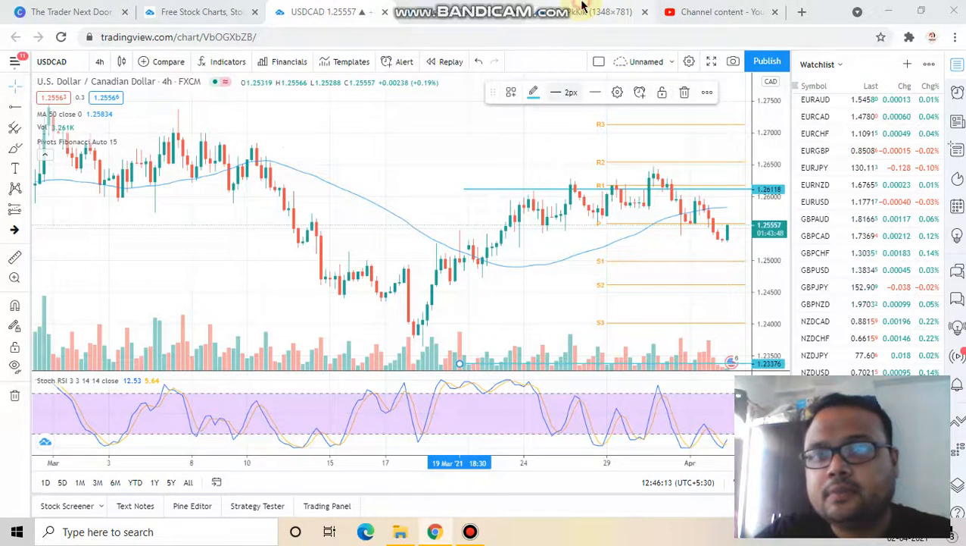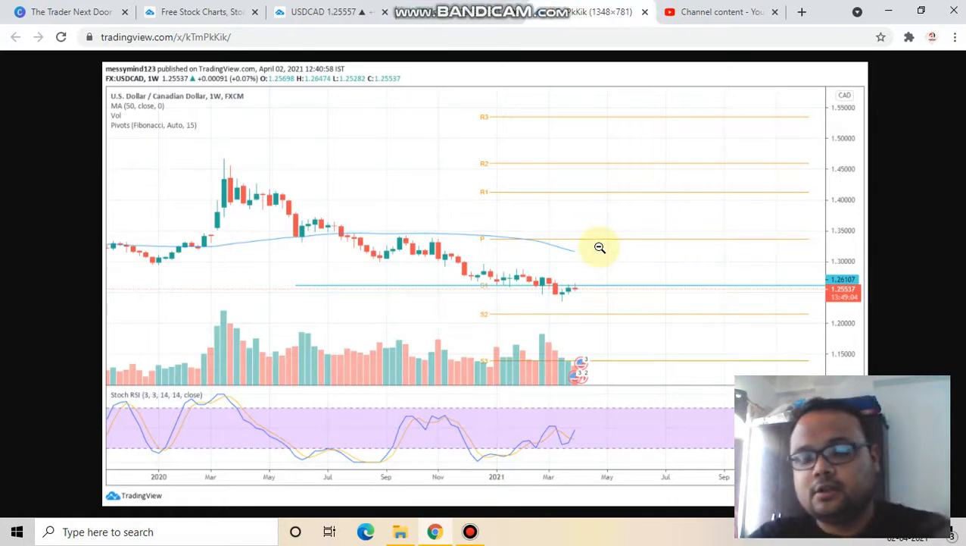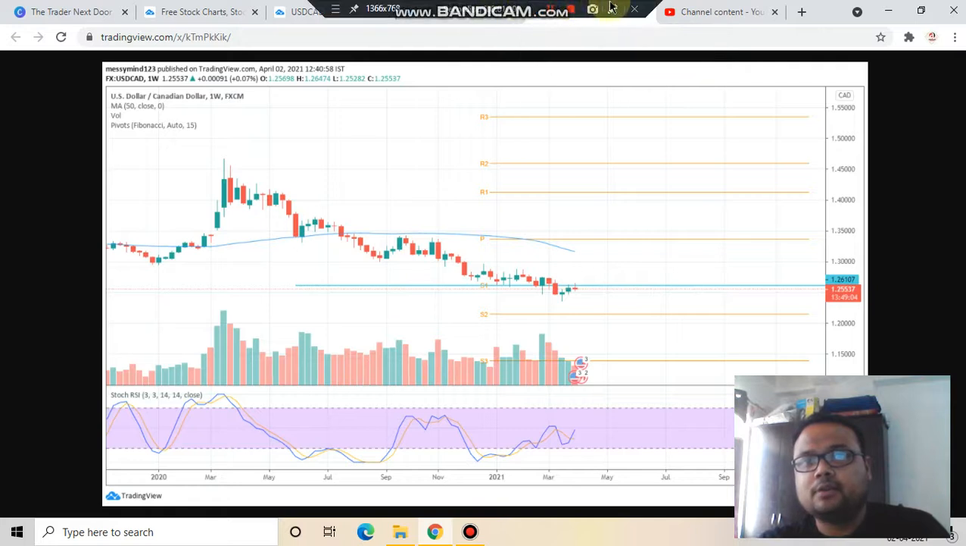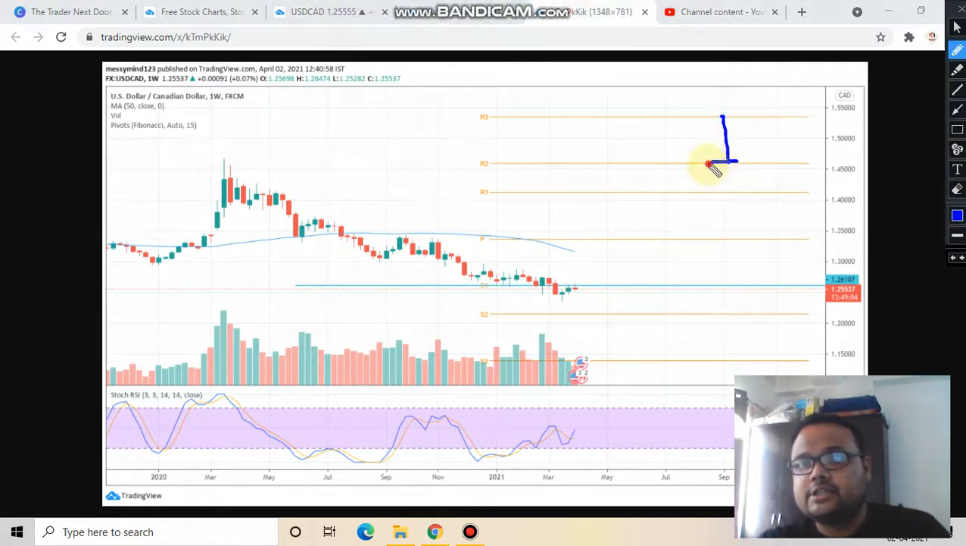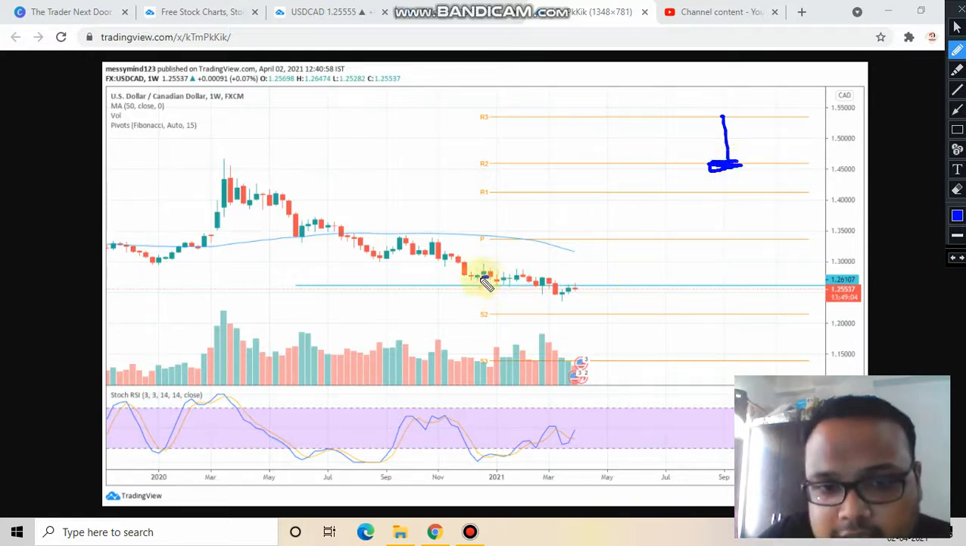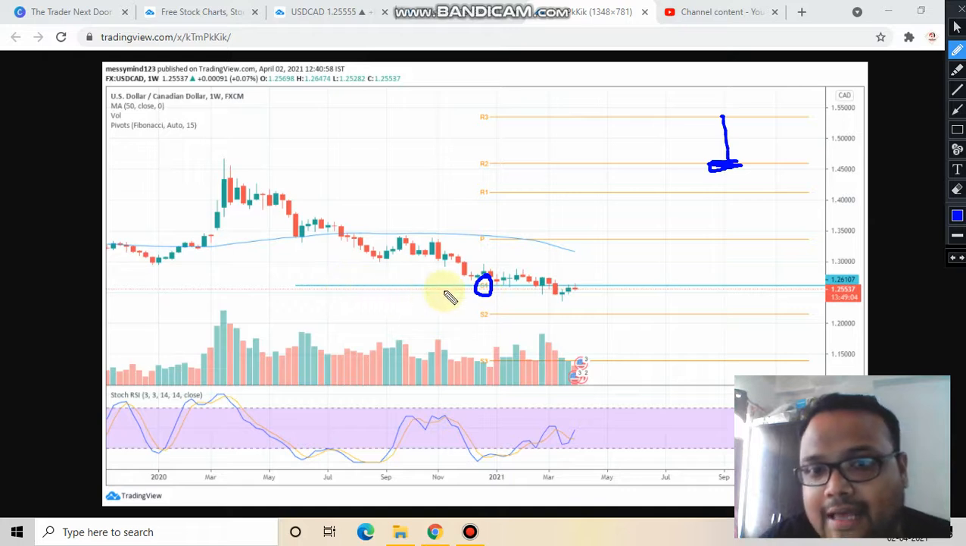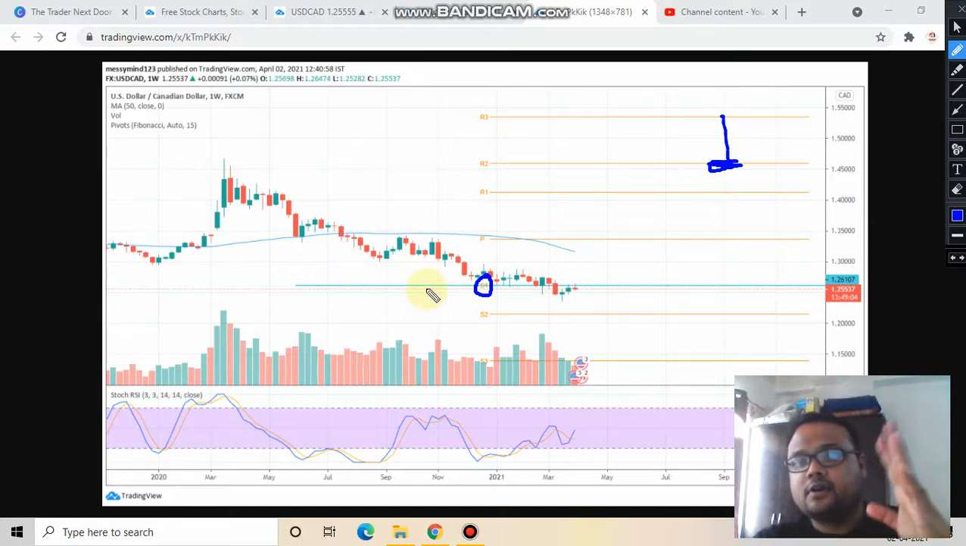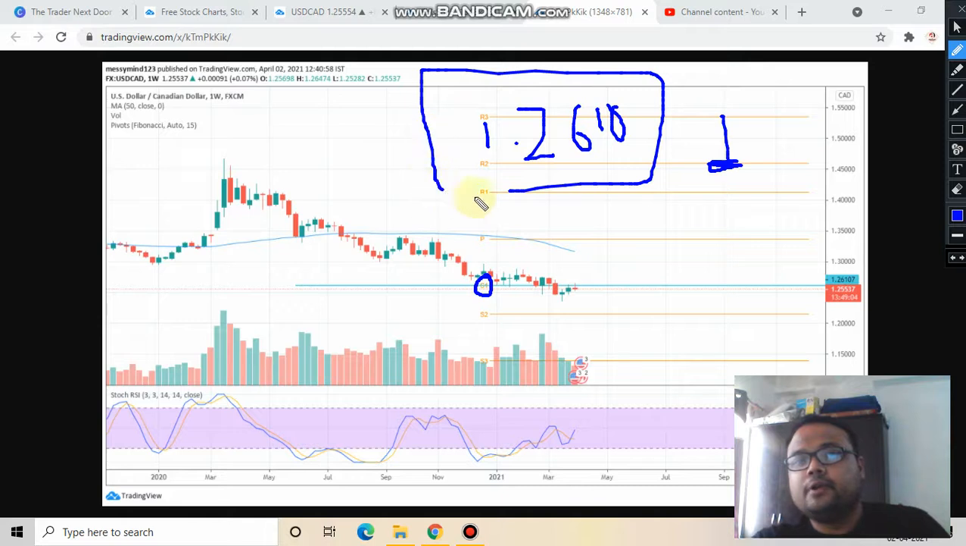So let's jump to the weekly chart and just observe. As you can see here, market has formed a shooting star kind of a pattern with price rejection from above. Here you can see that S1 is written, and I have also drawn a line here. So this is a resistance for the market. This price level 1.2610 is acting as a resistance for the market.